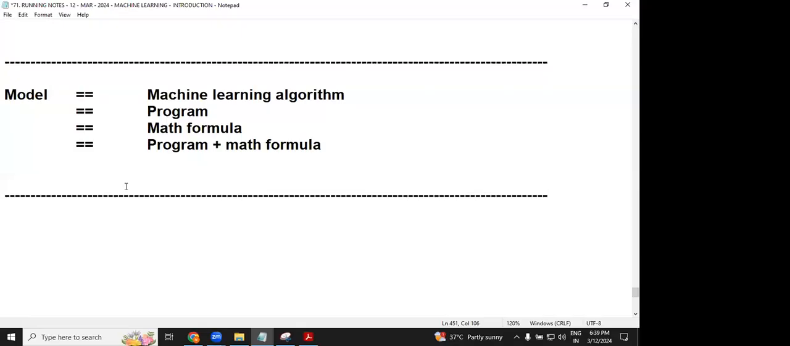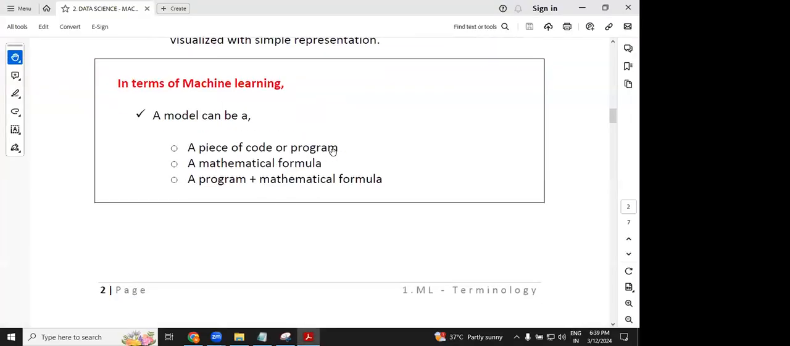Let's move on. A piece of code or program, next a math formula, also called program plus math formula. A piece of code or program and a mathematical formula, that is program plus math formula.